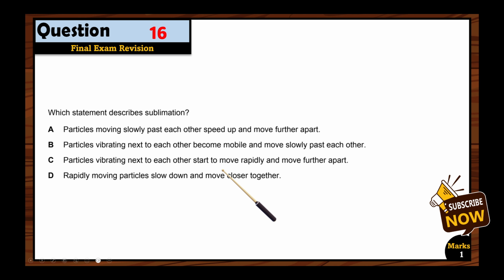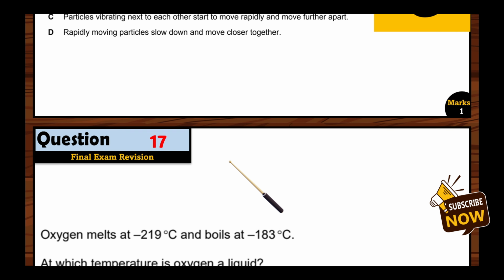Particles vibrating next to each other start to move rapidly and move further apart. Yes, in gas, actually, the particles move further apart and very rapidly, right? Because sublimation is the process of conversion of solid into a gas. So this is solid they are talking about, and here they are talking about the gas. So option C is the right option.